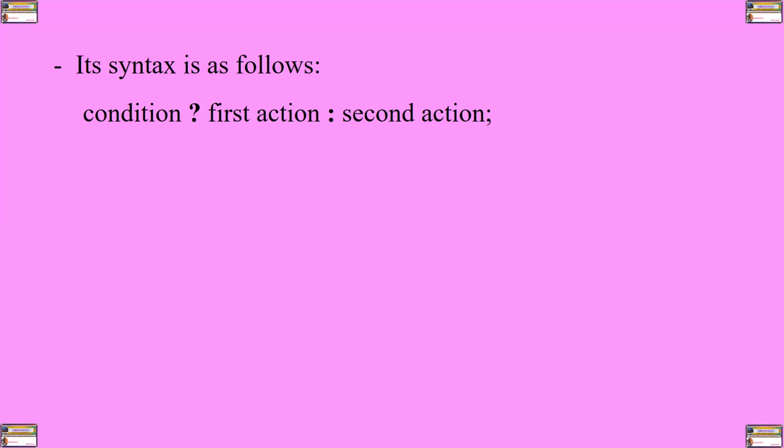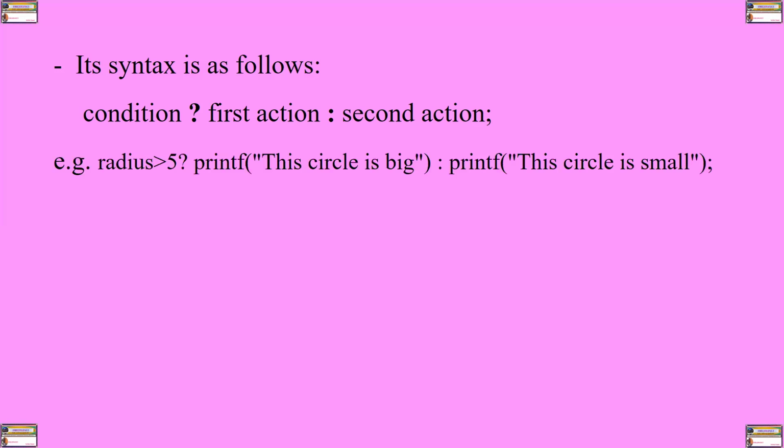So we write it as condition, which is supposed to be checked. If the condition evaluates to true, the first action is taken. If it evaluates to false, the second action is taken. So this is a simplified version of the if-else control structure.